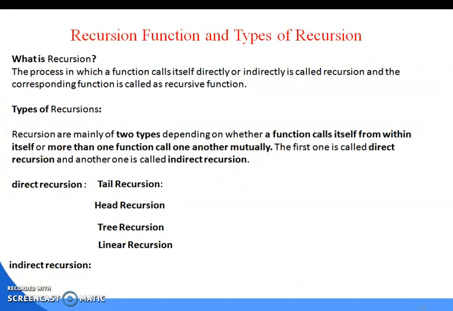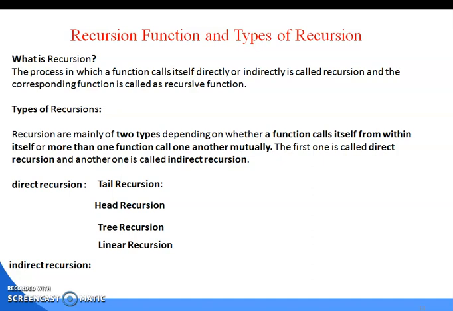Next is the recursion function and types of recursion. What do we mean by recursion? The process in which a function calls itself directly or indirectly is called recursion, and the corresponding function is called a recursive function. So what are the types of recursion? Recursion is mainly of two types, depending on whether a function calls itself from within itself or more than one function call one another mutually. The first type is called direct recursion, and the other is called indirect recursion.